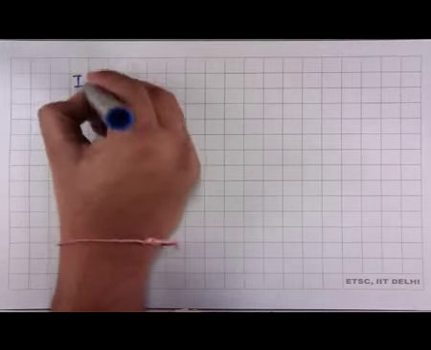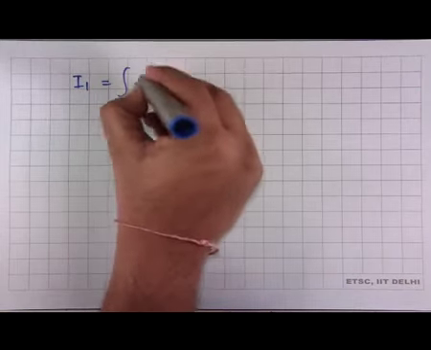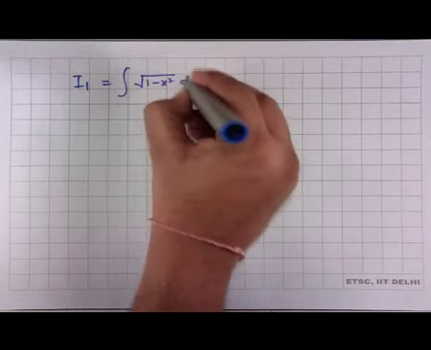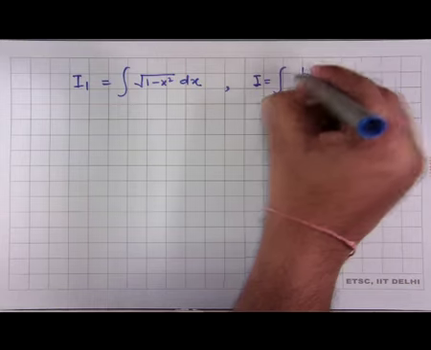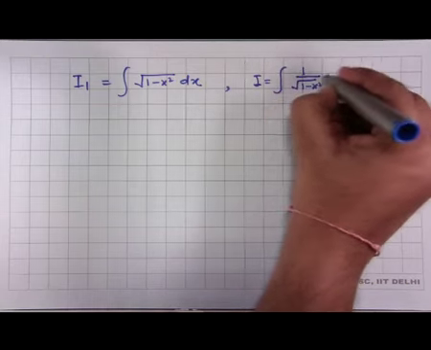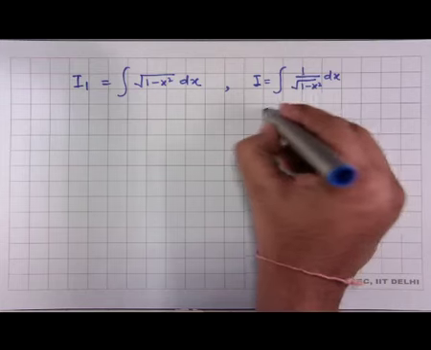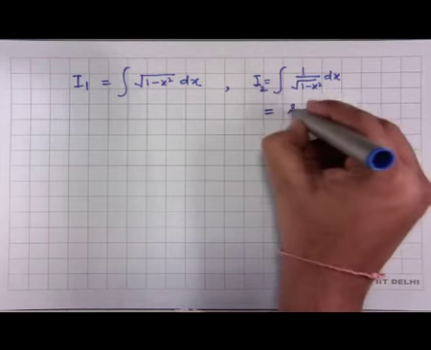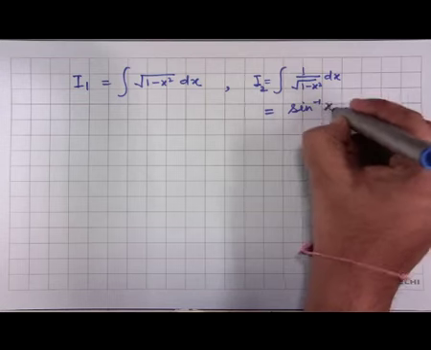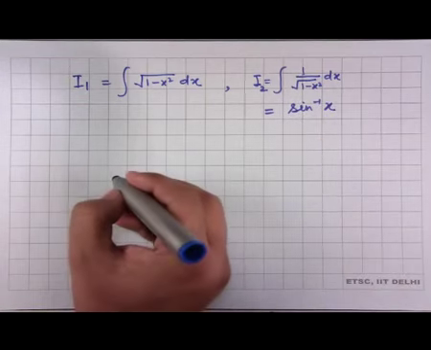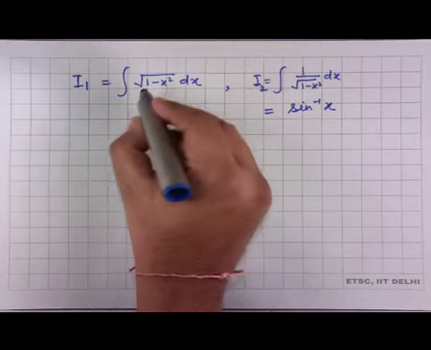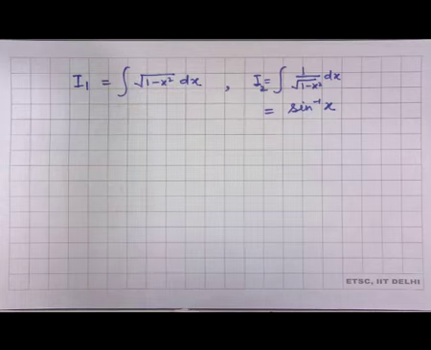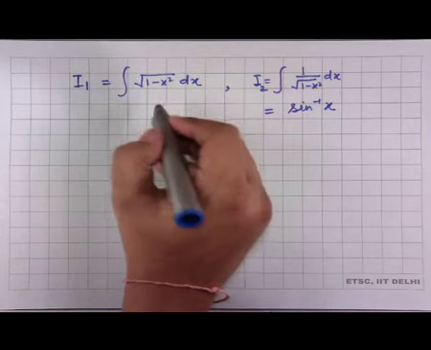Now I will write I1 is integration of square root of 1 minus x square dx, and I2 is integration of 1 over square root of 1 minus x square dx. We know for the case of I2, this is nothing but sine inverse x. For the case of I1, we may have to go for some trick. This integral we do not know how to evaluate, so we have to think of some substitution.